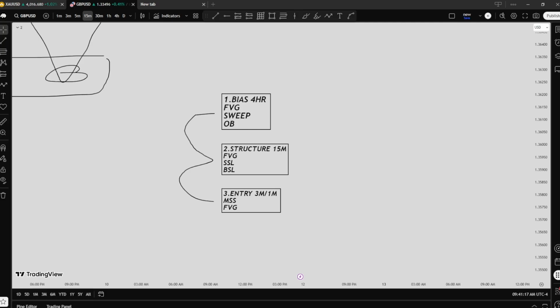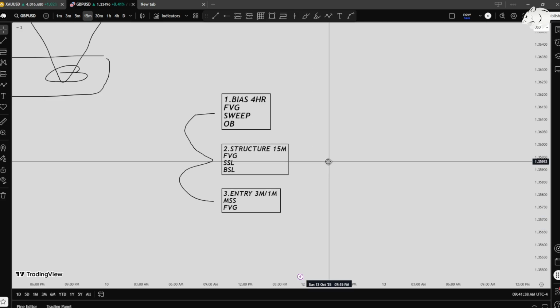So guys, today I'm gonna talk about the MSSM model. It's an ICT model, and I've done some work on it. I've been using this model for 1 year, and I'm getting good results with it, so I'm gonna share it with you guys.